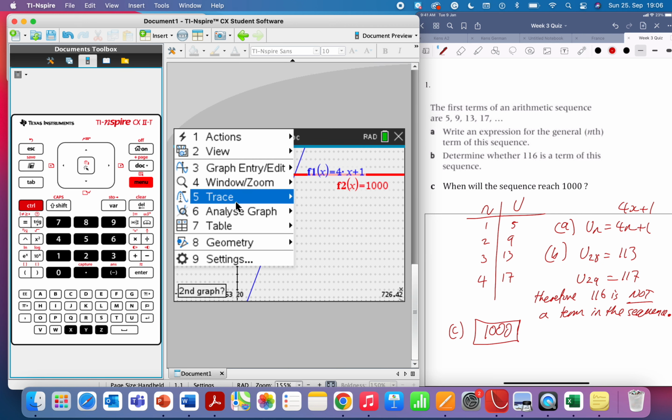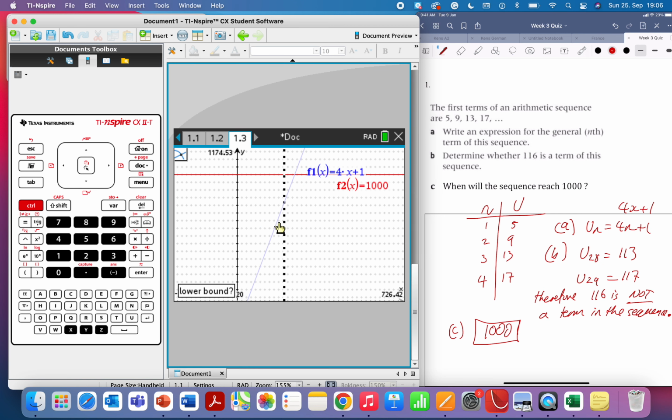So menu, analyze graph, intersection, before, after, and look, it says when we get to the 250th term, we've got up to this 1000 mark. But again, this 1e plus 3 is actually rounded off, isn't it? It's rounded off to only 3 significant figures. So there is a limit to what your calculator can do for you, especially if it's set up in a slightly different way. So I'm going to show you an alternative way now.